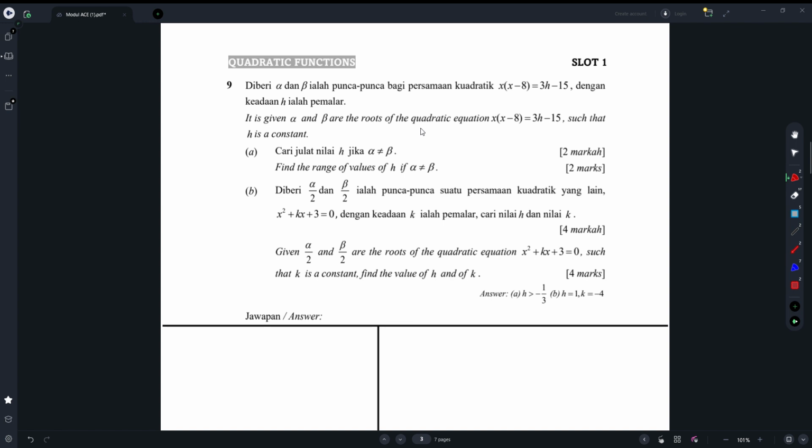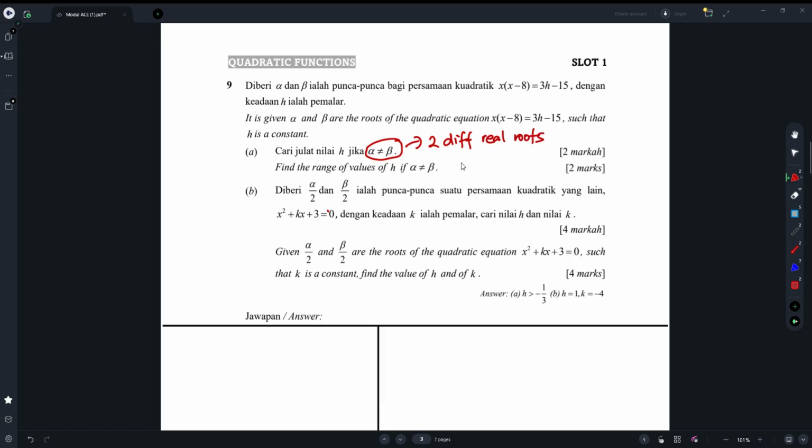So with this information, we have to find the range of values of h if alpha and beta are not equal. According to the statement here, alpha and beta are not equal. So what they're trying to say by this statement is that these are two different real roots. So that's what they are trying to say.